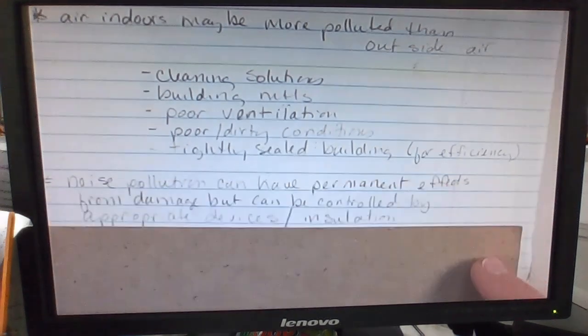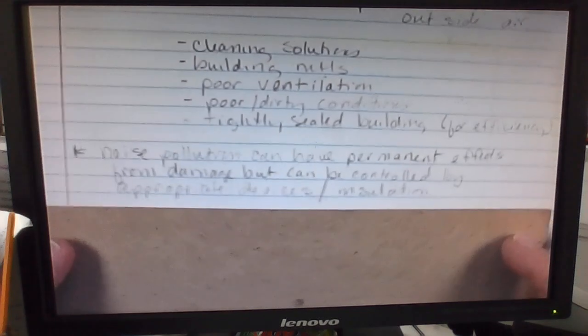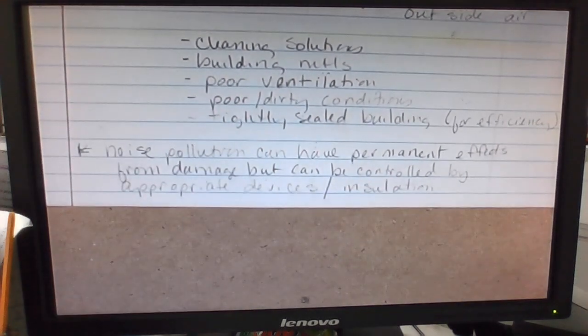All right, let's knock this out. We got two more. Noise pollution can have permanent effects from damage, but can be controlled by appropriate devices and insulation. Y'all have earbuds in, and I can hear your music like halfway across the classroom. That is too loud. Put the big speakers in your vehicle, and you can hear it halfway across McAllister. That's too loud. Nerve cells don't regenerate, and so if you break down the little hairs that are in your ears, then you're out of luck.